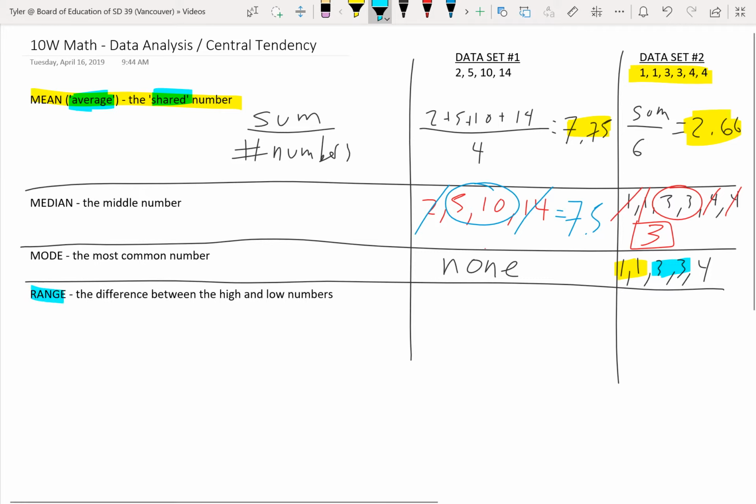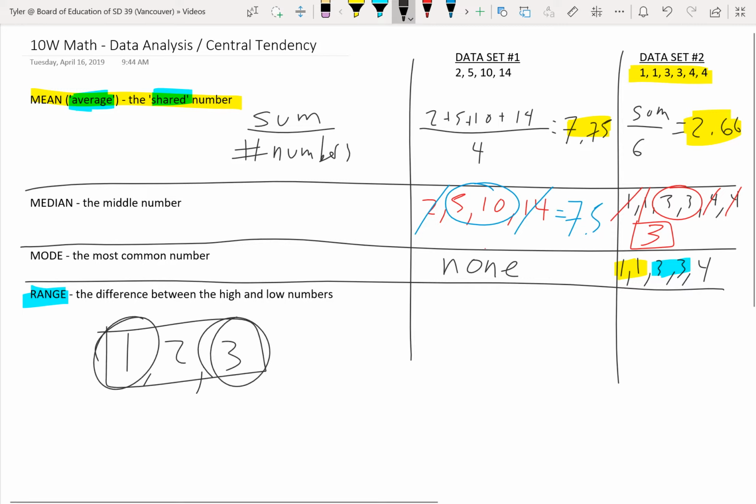The last one we're going to talk about is range. Range is basically the difference between the highest and lowest numbers. So it's trying to see how many different types of numbers exist in the data. So if I had numbers like this, the range would be 2, because the highest number is 3, the lowest number is 1, there's 2 numbers in between them. So that's the range.